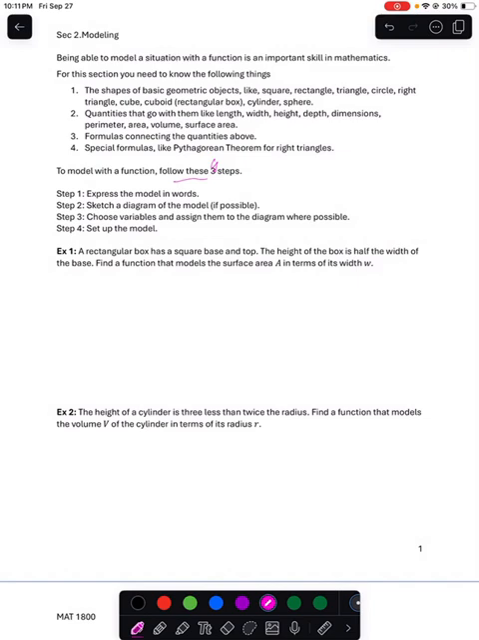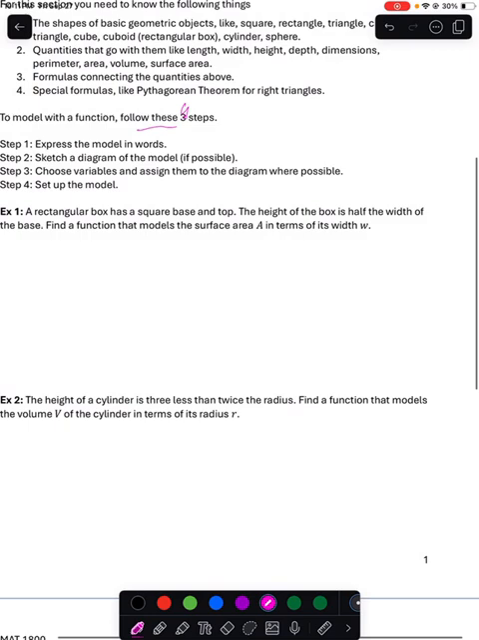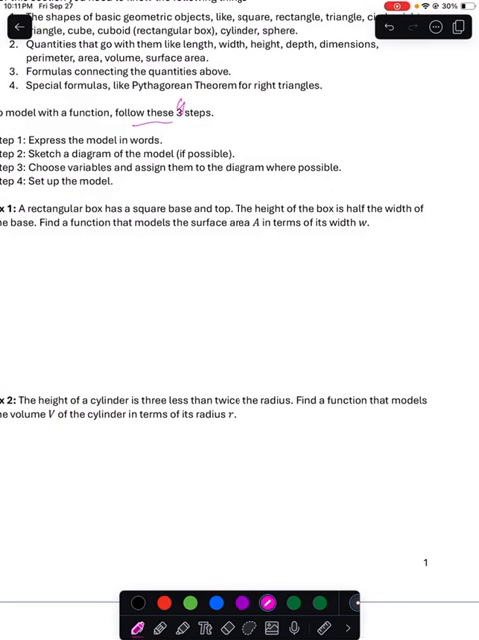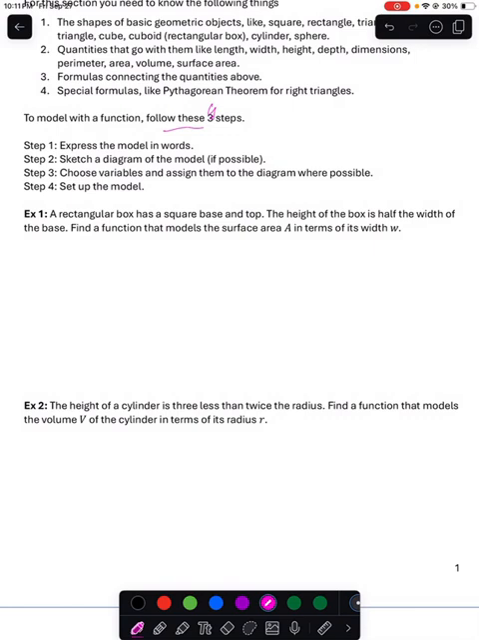So let's see some examples here. First example: a rectangular box has a square base and top. The height of the box is half the width of the base. Okay, so let's try to draw this. So we have a square base and square top, and the height is half the width.